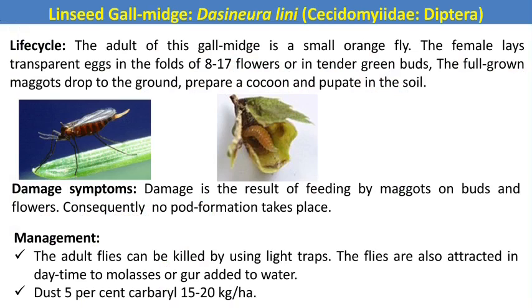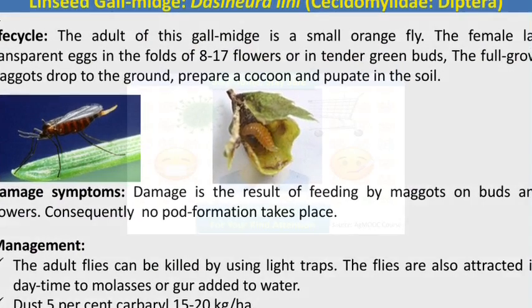The damage results from the feeding by the maggots on the buds and the flowers. Consequently, no pod formation takes place and yield is directly reduced. For the management purpose, the adult flies can be killed by using a light trap, and the fly is also attracted in the daytime to molasses or jaggery added to the water, and spray the crop with carbaryl at the rate of 50 to 20 kg per hectare. This is the linseed gall fly damage in the linseed crops. Okay, thank you.